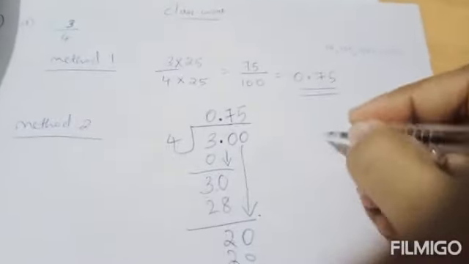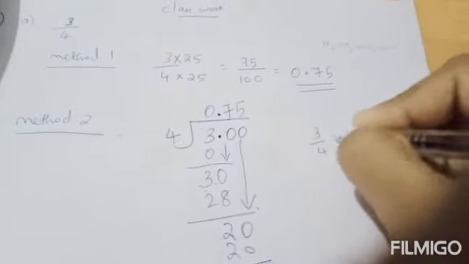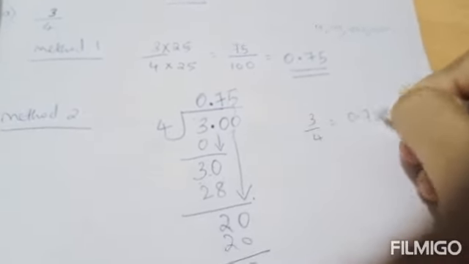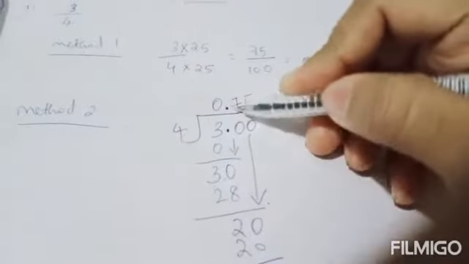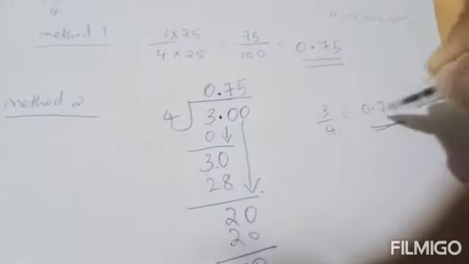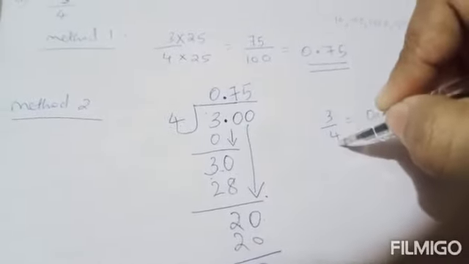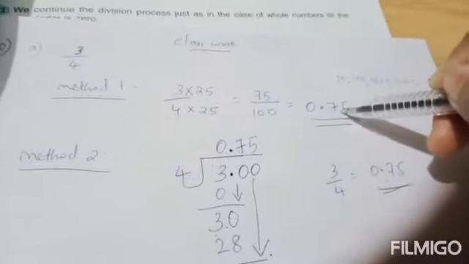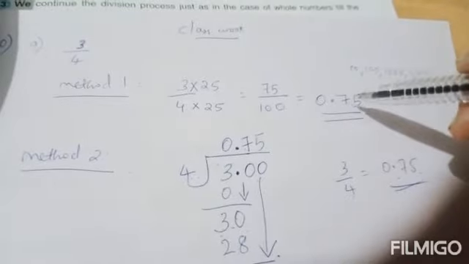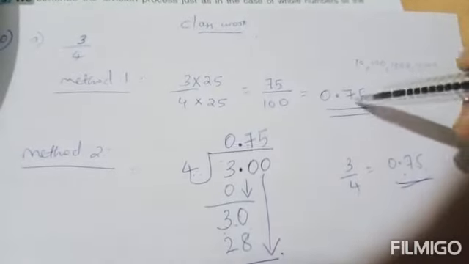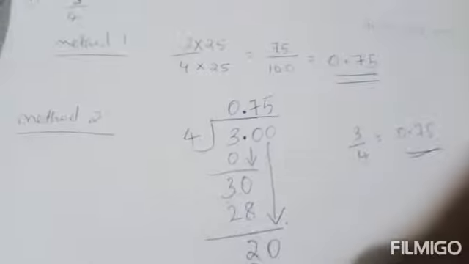So what will be the quotient, I mean the decimal form of 3 by 4, equal to 0.75. Here you got the quotient 0.75. So that will be the decimal fraction of this 3 by 4. In method 1 also you got the answer 0.75. Any method you can use.